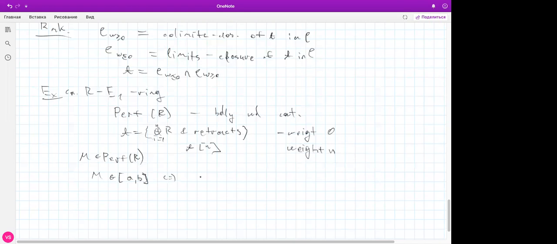And you can say that M has weights from A to B if and only if M belongs to the extension closure of A to AB. This is also equivalent to the condition some people are more used to, that M has Tor amplitude of M is AB.